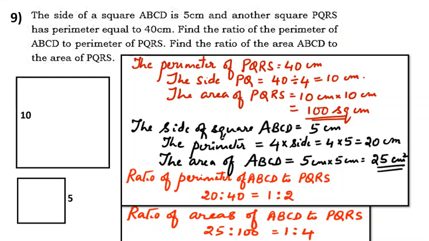Ratio of area. Area 25. We calculated 5 5s are. And another area also we only calculated 10 tens are 100. So area will be having the ratio 1 is to 4. Don't do the reverse. ABCD is 25. PQRS is 100. So same two squares. First one perimeter doubled. Area 4 times more. Remember.